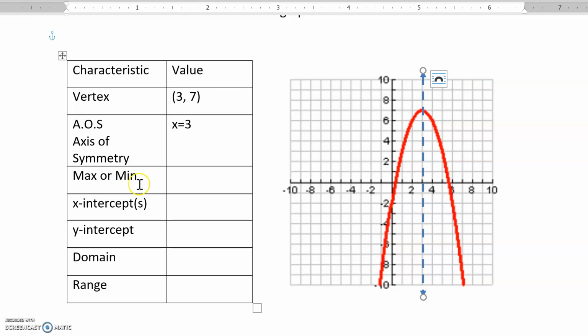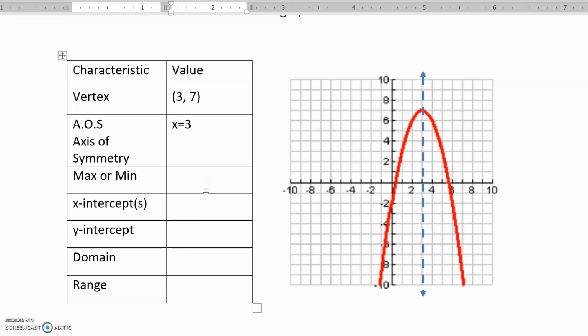So maximum or minimum: if the graph has a maximum value, it's going to have that hilltop or that mountaintop. If it has a minimum value, it's going to be a valley. So if we look here at our graph, we see we have a hilltop. So this graph has a maximum.